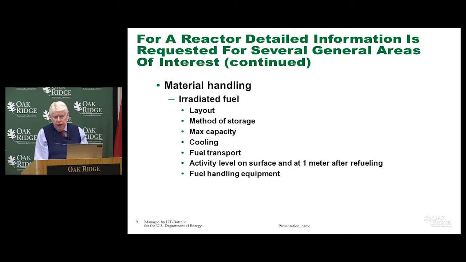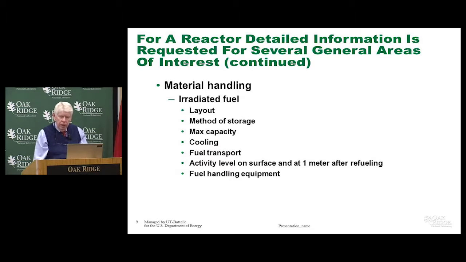And also the same for the cask. What is the dose on the cask and 1 meter from the cask? This is also important for the purposes of, can this cask, if it is transported off-site, can it be tracked, and do you know that there's a radiation dose and therefore would be considered a special handling process.